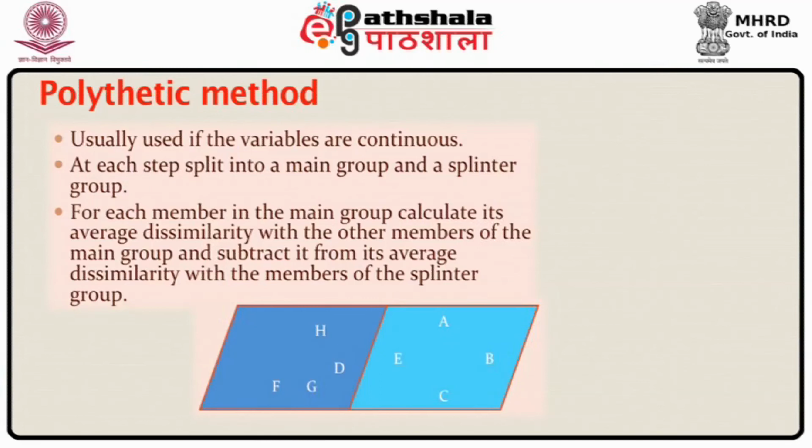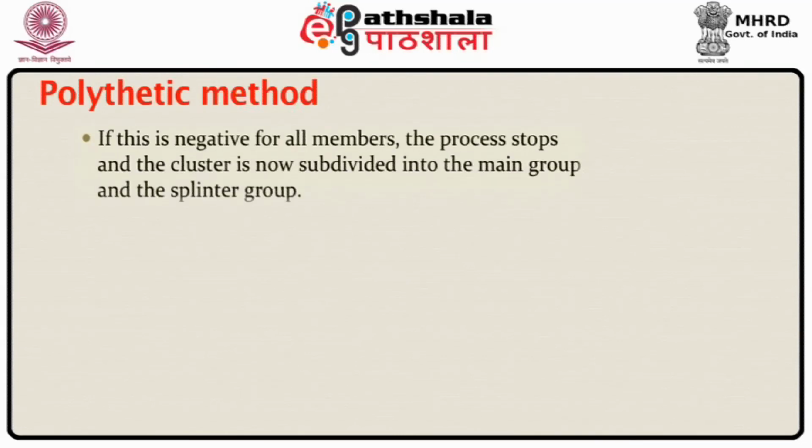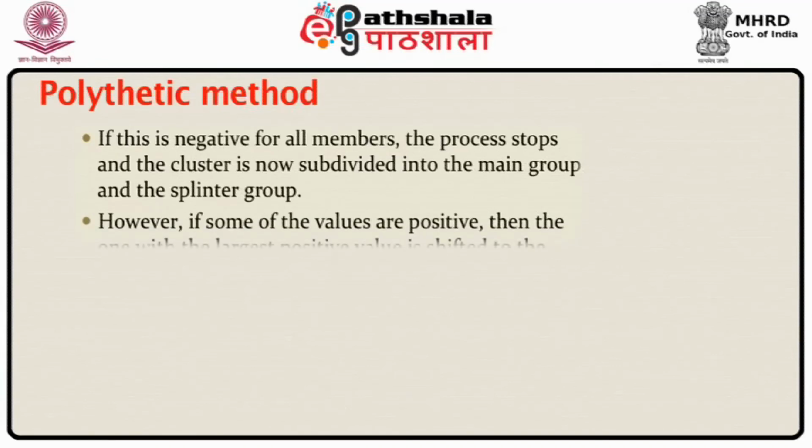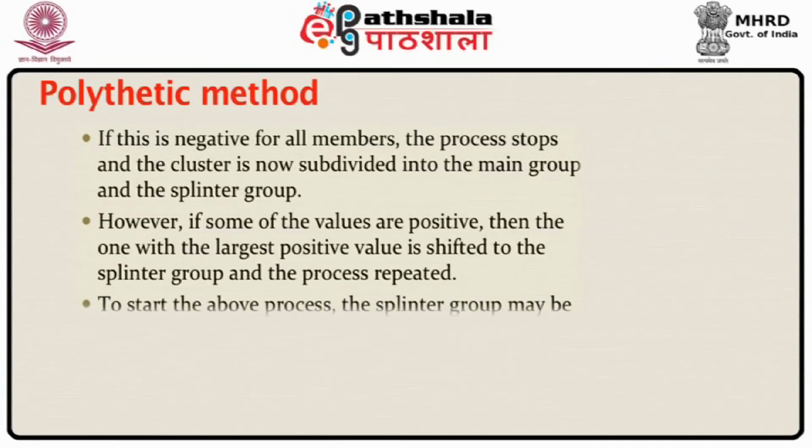If all the members have negative differences, we can stop the process and say that the cluster is now subdivided into the main and the splinter group. Because if all the values come out to be negative, it really means that within that main group, all the individuals are closer to themselves than to the splinter group members. But if some of the values are positive, it really means that that member is closer to the splinter group than to the original group.